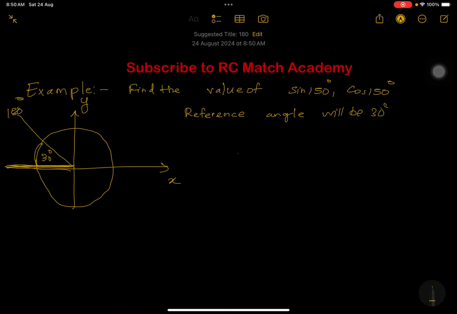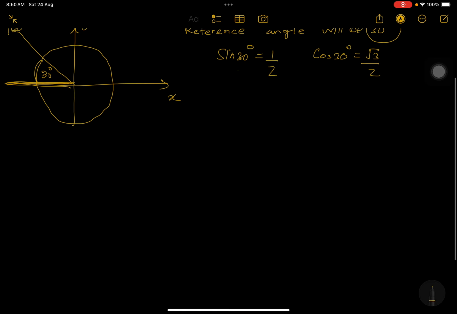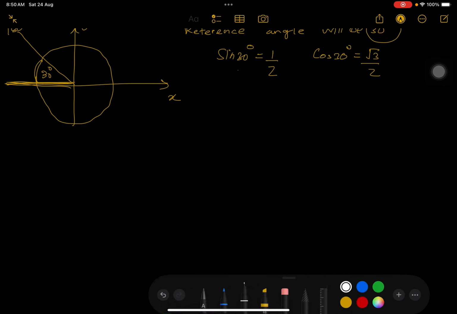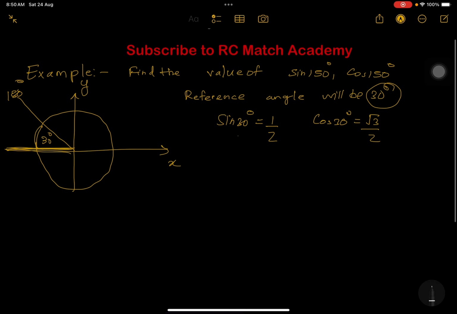Why? Because sine 30 and cos 30 are known. We know the values. We know sine 30 is half, and cos 30 is root 3 by 2. So by using this, we are going to find the values for 150.